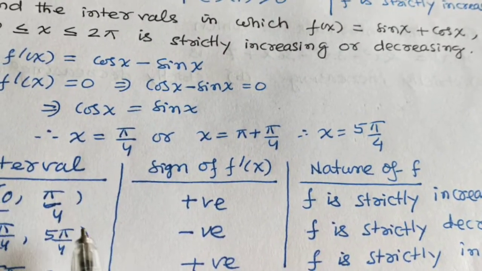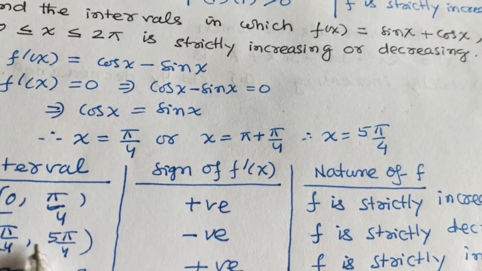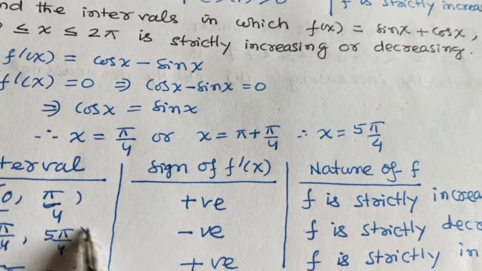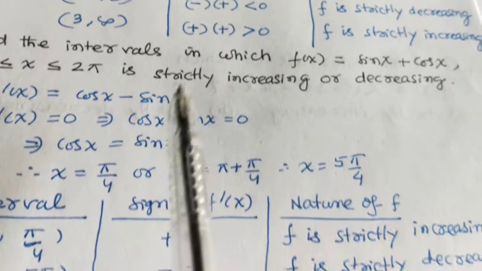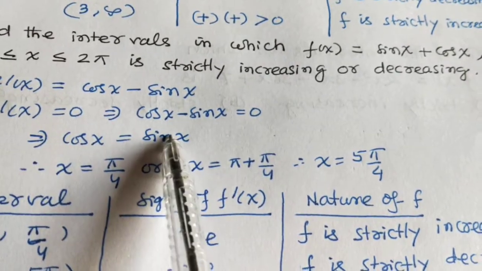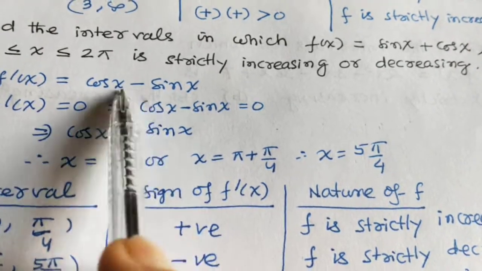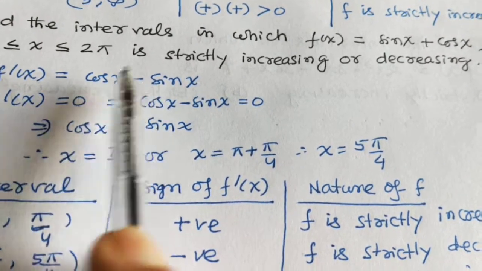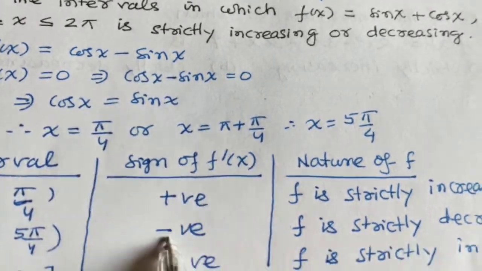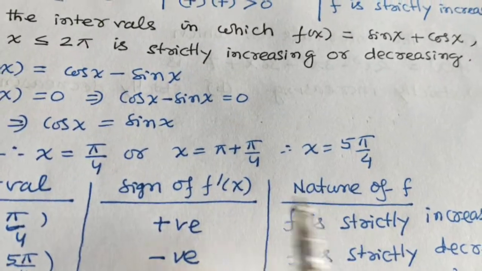Pi by 4 to 5 pi by 4, from 45 degrees up to here. So we will put 60 degrees. Cos 60 is 1 by 2. Sin 60 is root 3 by 2. So this will be negative. Root 3 by 2 is more. So this is negative. f is strictly decreasing.